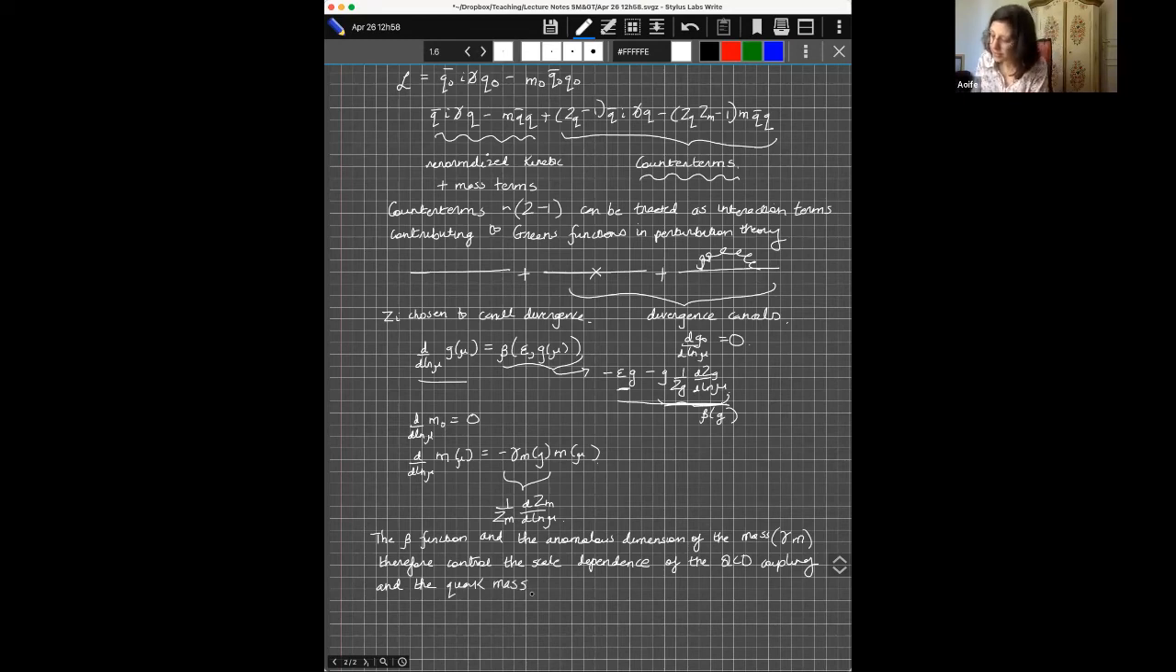The beta function and the anomalous dimension gamma m control the scale dependence of the QCD coupling and the quark mass. Note that these can be expanded in perturbation theory. So you can write beta g is equal to minus beta 0 g cubed over 16 pi squared minus beta 1 g to the 5 over 16 pi squared, and gamma m is equal to gamma m0 g squared over 16 pi squared plus gamma m1 g to the 4th over 16 pi squared. You have to go up to whatever order is necessary for the accuracy of the calculation you're doing. I'm going to talk a little bit more about that tomorrow.